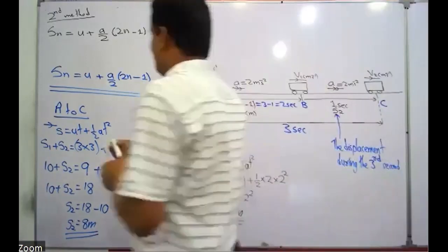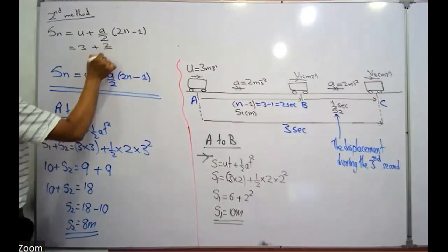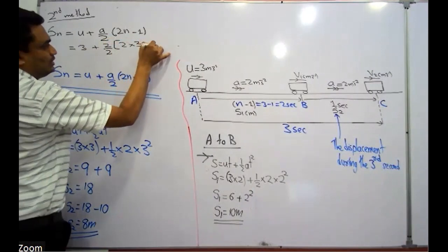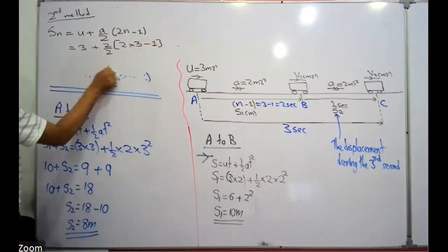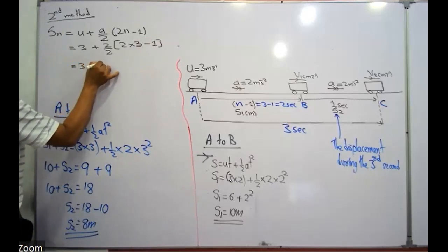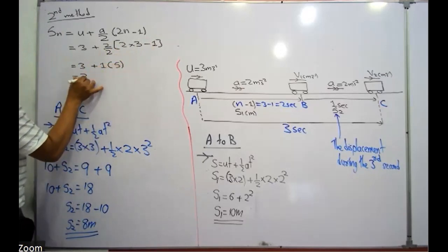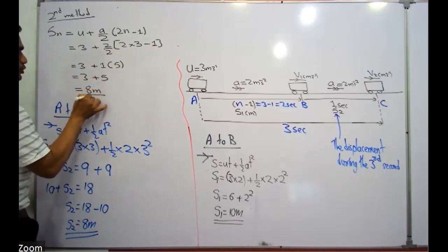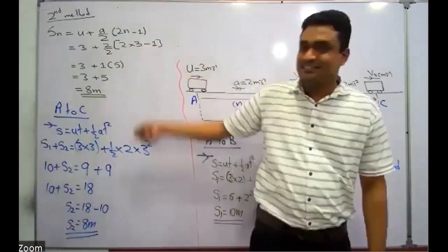Right, Sn: initial velocity is 3, plus acceleration 2 over 2. The time is 3 seconds. I want to find the displacement during the third second. It means n is 3. Simplified, this is 3, 2 divided by 2 is 1, 2 times 3 is 6, 6 minus 1 is 5, 1 into 5 is 5, 3 plus 5 is 8. So whatever the method you use, you get the same answer. That's it.